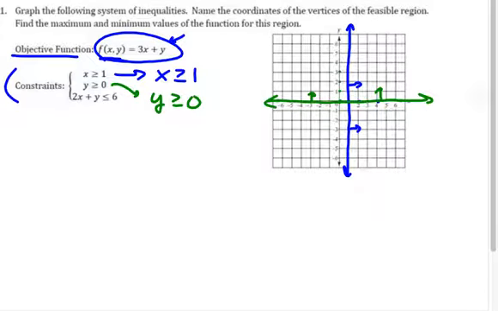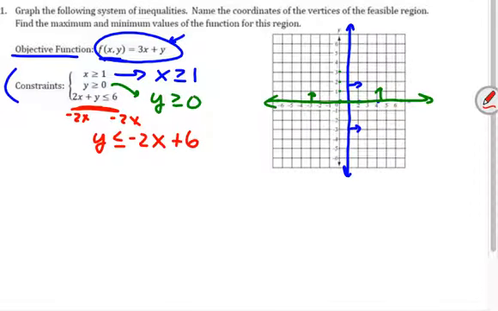This last one here, two variables here. I'm going to solve for y, so I'm going to subtract 2x from both sides. And I'm going to get y is less than or equal to negative 2x plus 6. Graphing this, I have a y-intercept of 6 right here. My slope is negative 2 over 1. So down a negative 2 over a positive 1.